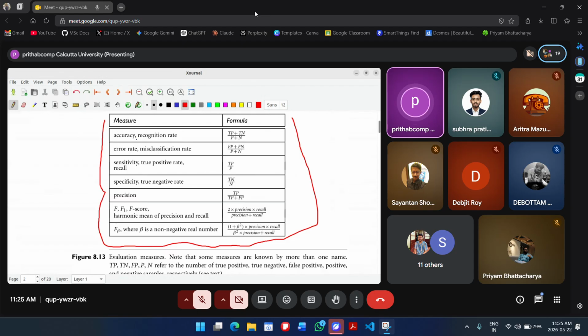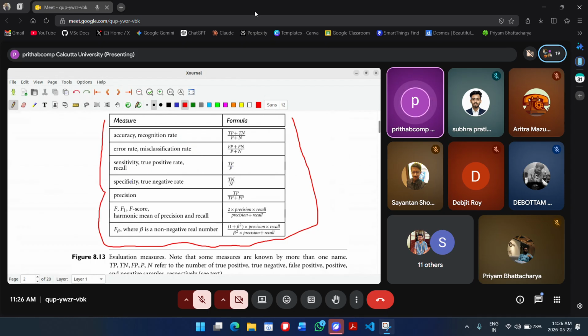So this accuracy, what we typically know, is also sometimes called recognition rate. So this is the true positive plus true negative by the positive plus negative. Similarly, we can have error rate, misclassification rate, where false positive plus false negative by positive plus negative. And sensitivity. So sensitivity is also called true positive rate or recall. So these are all synonymous actually. So whatever term you see, it means the same thing. So it's basically the proportion of the number of true positives with respect to the total number of positives.